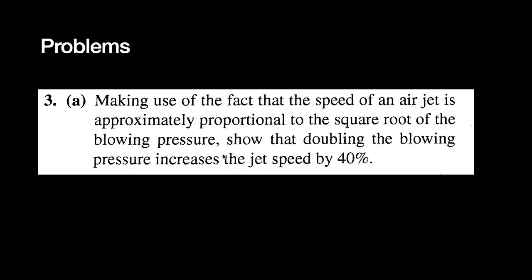If you recall Bernoulli's principle, then p plus half rho v square plus rho gh is constant. So in that, if you ignore the rho gh term, assuming that it is horizontal, you will find that the pressure and velocity have this kind of relationship. The square root of the blowing pressure is proportional to the speed. Then it's a very straightforward problem.